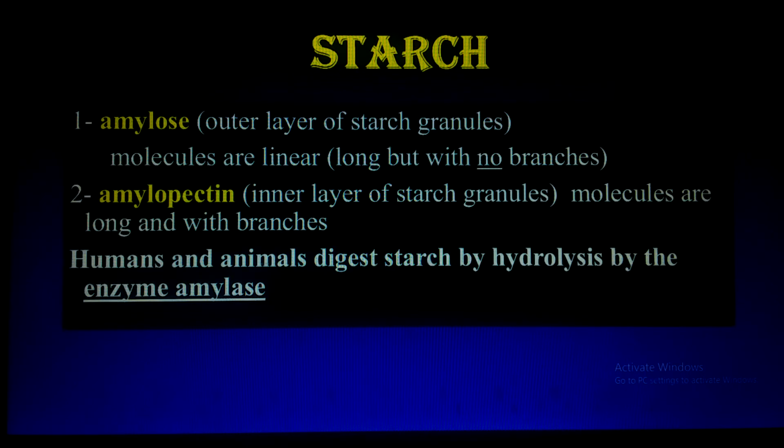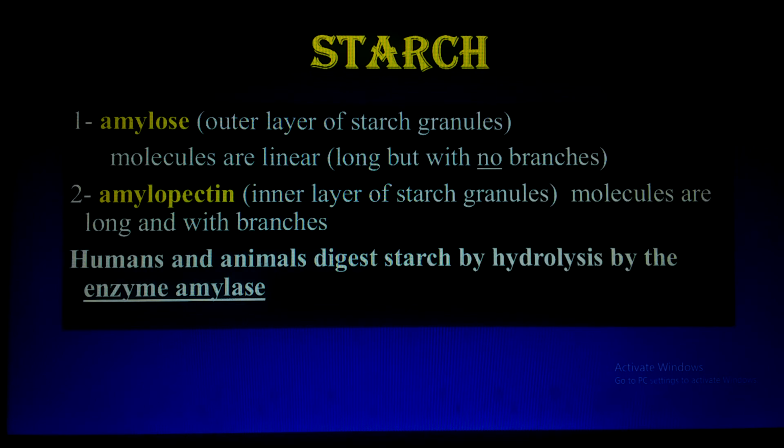Now, what is amylose? This is the outer layer of the starch granule. Molecules are linear. Must keep it in your mind, the difference between amylose and amylopectin, if you have to solve any MCQs related to them. Amylose is the straight chain, linear molecule with no branches. But amylopectin is the inner layer of the starch granule. Outer layer amylose, inner layer amylopectin, and this inner layer is long and branched.